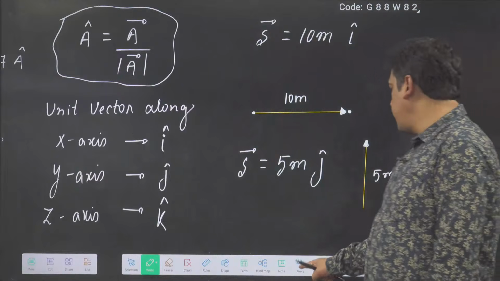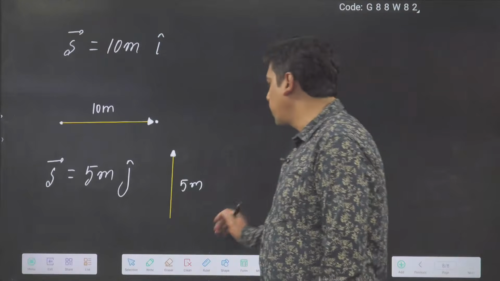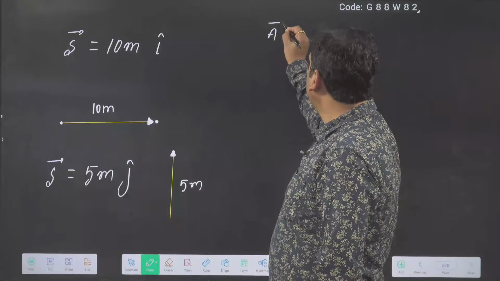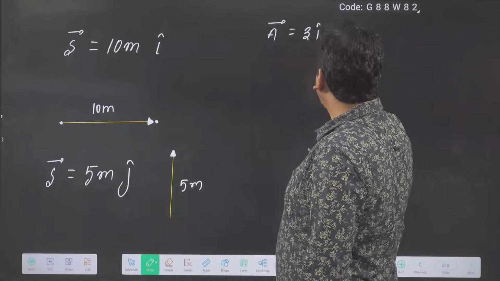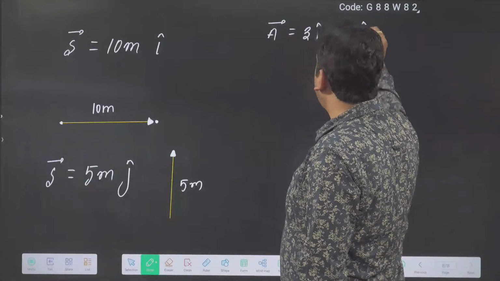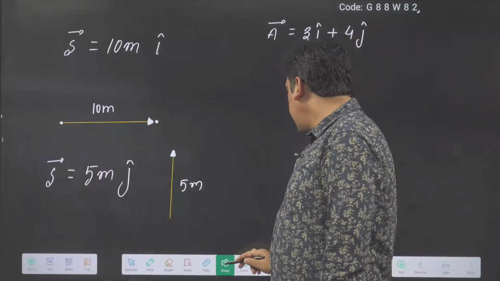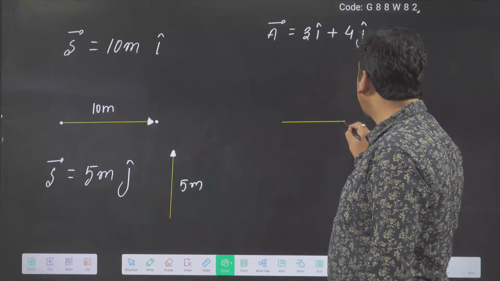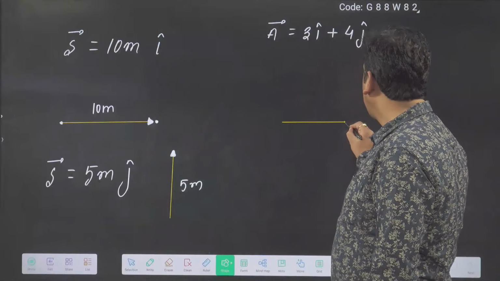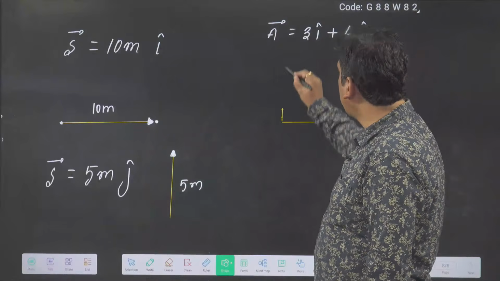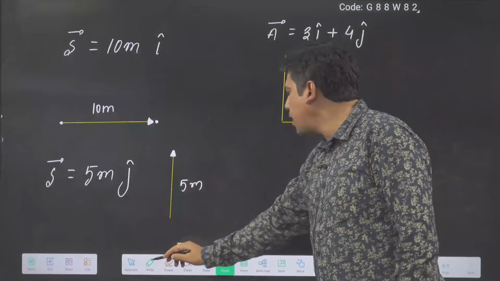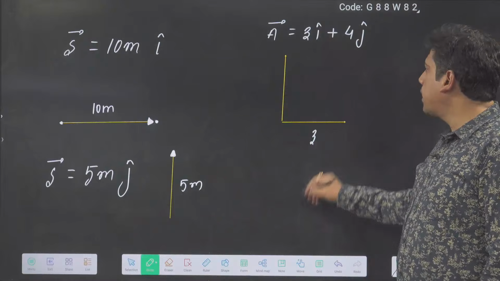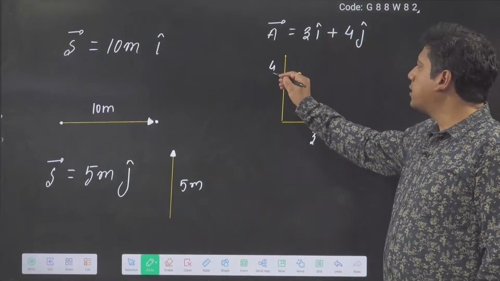Sometimes any vector will be written as, although I will tell you in the component of vector, sometimes a vector will be written as 3i cap plus 4j cap. What is the meaning? The meaning is the person or the object has moved 3 along here and 4 along here. That means this vector has two components. The i means x component is 3 and y component is 4.